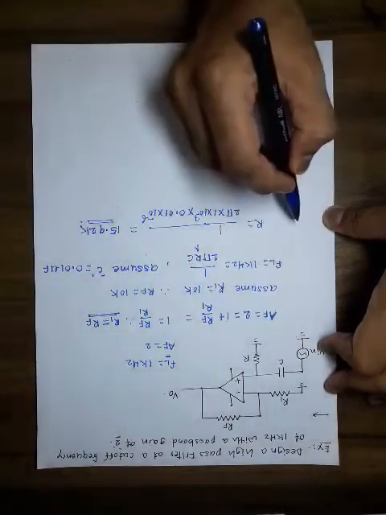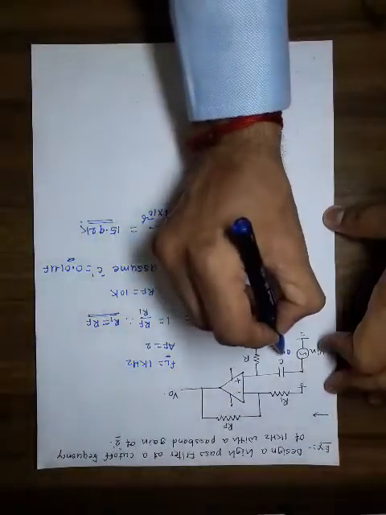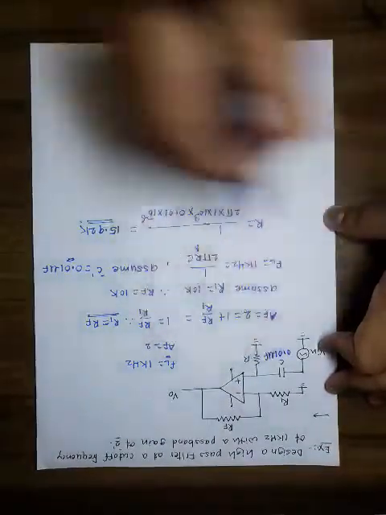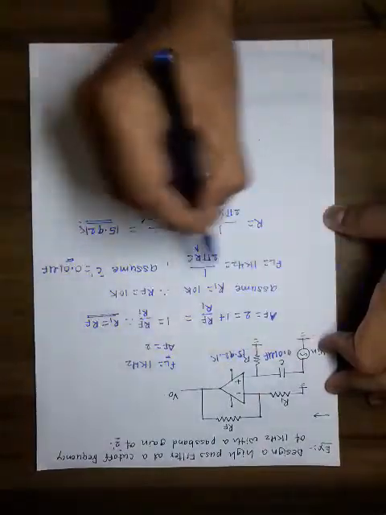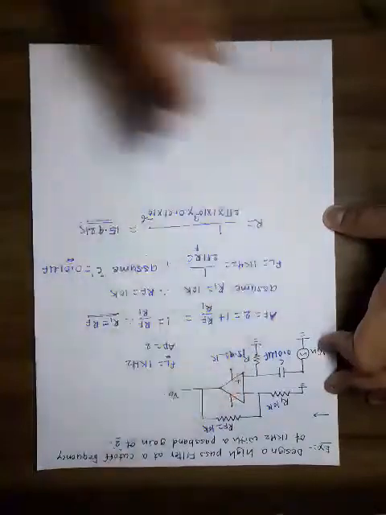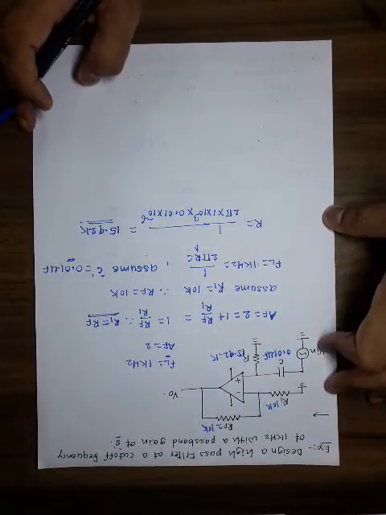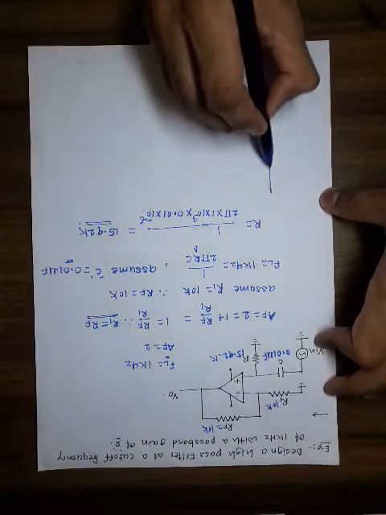Substitute this value in the circuit diagram. C equals 0.01 microfarad, R equals 15.92 K, R1 equals 10K, RF equals 10K. In this example, we can also plot the frequency response.